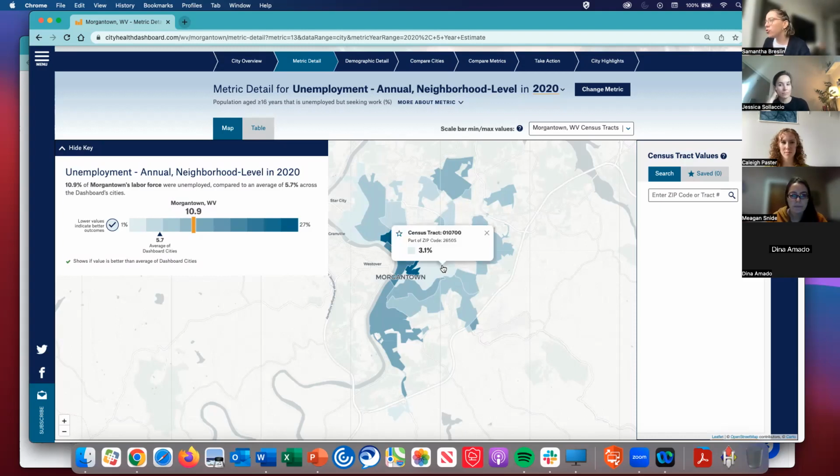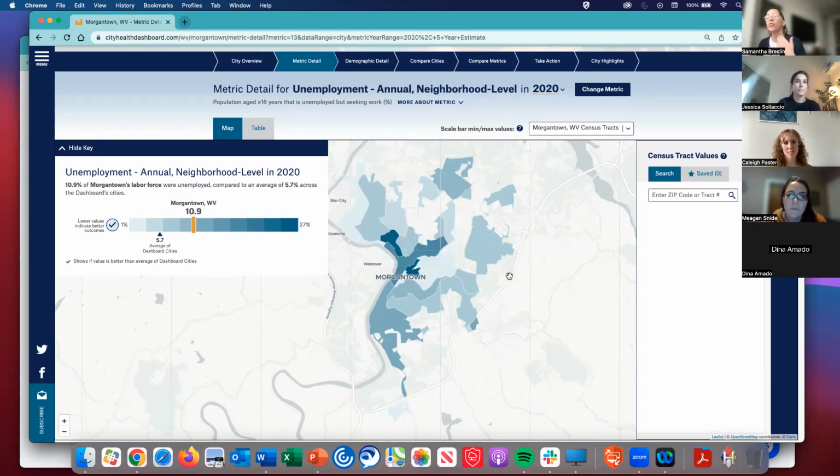And so you can click into any of the census tracts or neighborhoods here to get more information about the zip code it's a part of, as well as the value for that census tract. And look, you have two neighborhoods right next door to each other that have very different unemployment rates. So this neighborhood here has a 25% unemployment rate, which is extremely high. And then the neighborhood right next door only has a 3% unemployment rate, which is quite low.